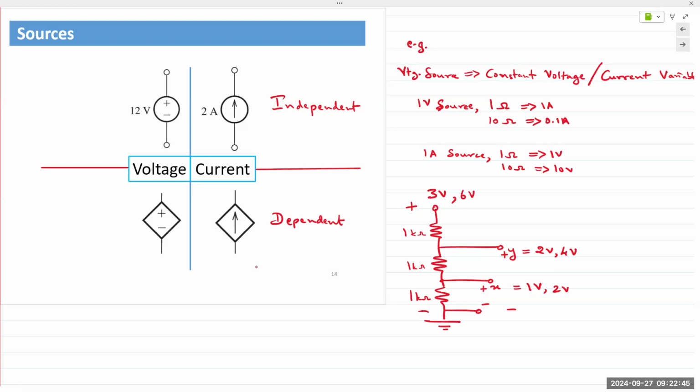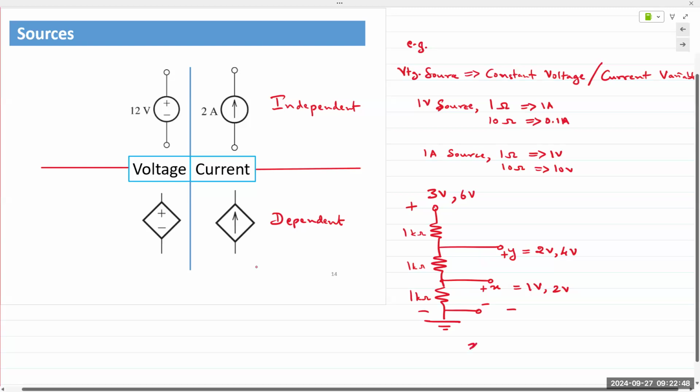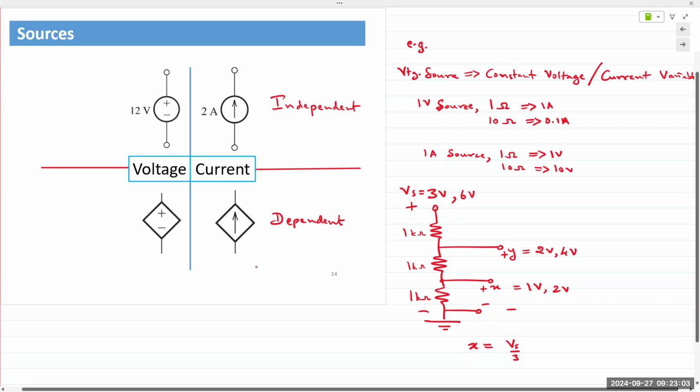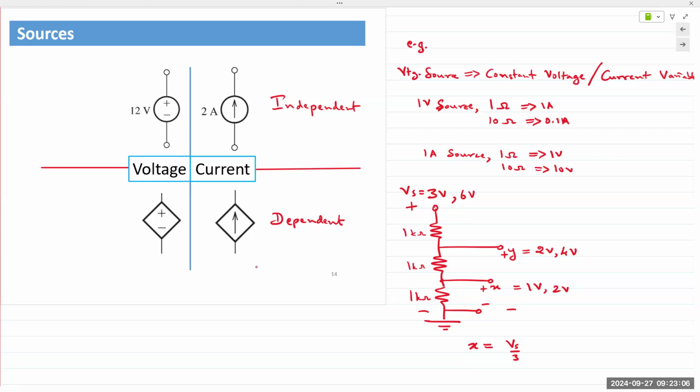Make sense? So we could describe X as being, let's say this is Vs, Vs divided by 3. That would be the equation that describes X. And Y would be Vs times 2/3, 0.6. Make sense? Right? So X will supply a voltage, but it depends on Vs for its output value. And so we can represent X as a diamond with a plus minus in the middle.